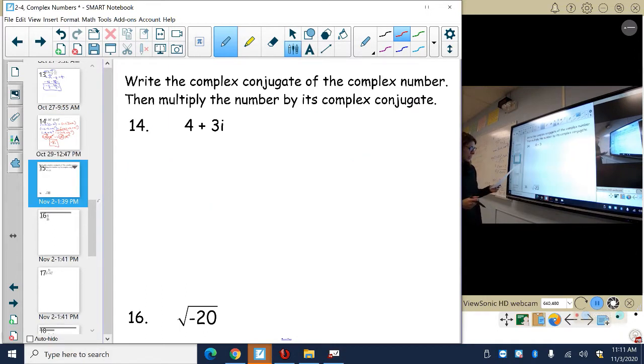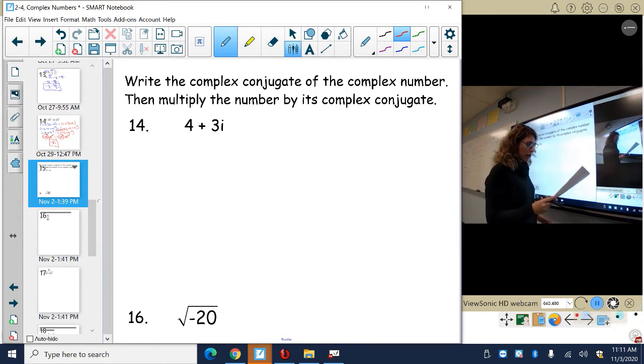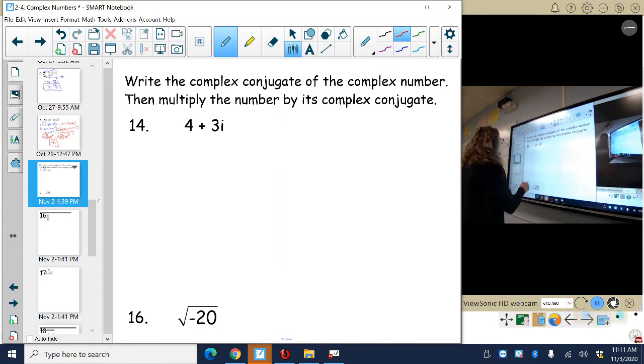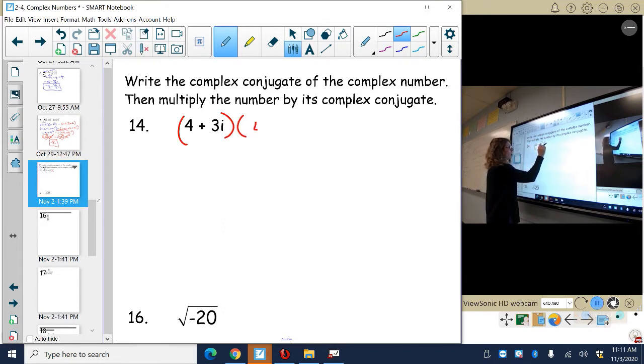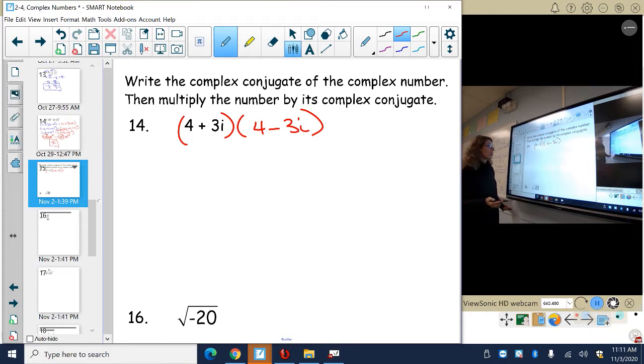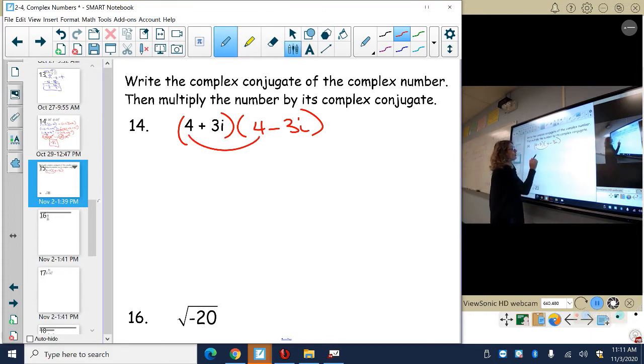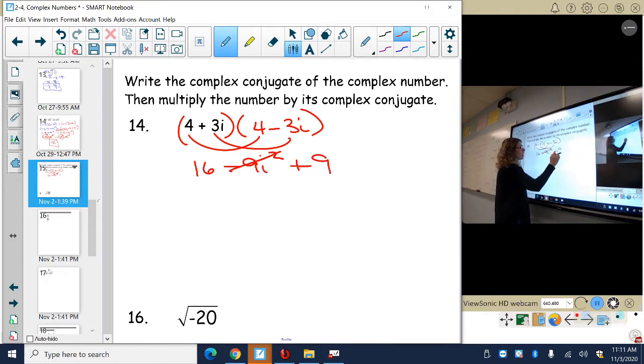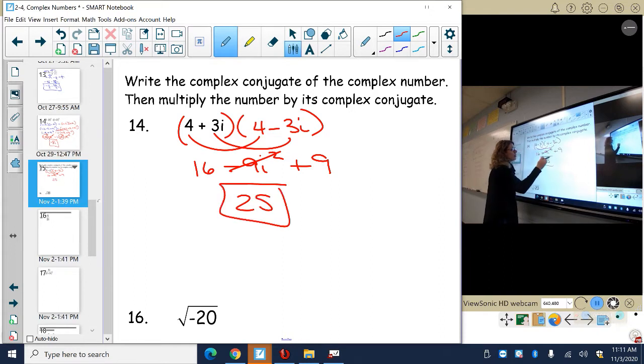Okay, number 14. It says, write the complex conjugate of the complex number, then multiply the number by its complex conjugate. So this already gives me a complex number, so I just need to multiply by its conjugate, which is going to be 4 minus 3i. Now remember, when you multiply conjugates together, you only have to do first and last. And then negative 9i squared turns into a plus 9 to give me 25.